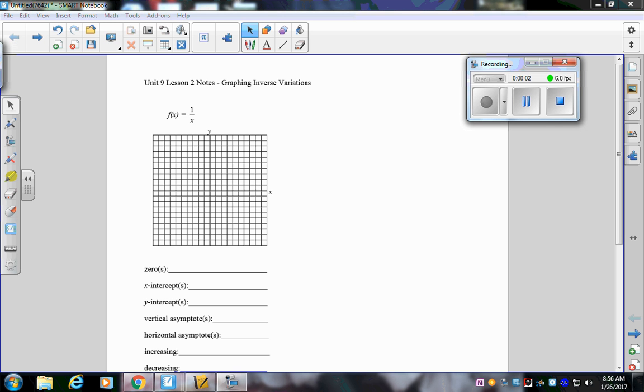This is Unit 9, Lesson 2, Graphing Inverse Variations. And don't worry, there is no live audience here today. All right, so what we're going to take a look at is graphing, like I said, inverse variations.